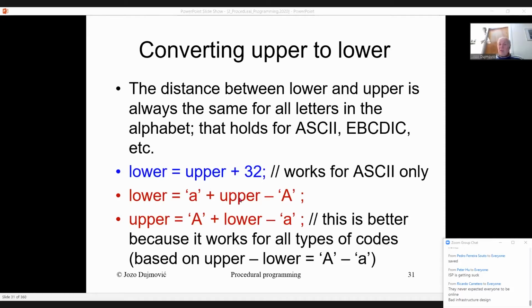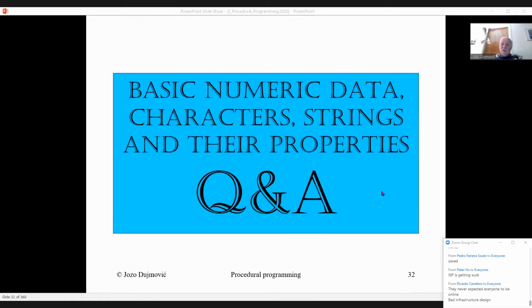This works for each and every kind of coding, because if uppercase is, for example, character A, then A minus A is 0, and you're going to get lowercase a. If this is B, it is going to be A plus 1. So this is going to give you 1. A plus 1 will be B, and lowercase will be b. So this here is a safe way of converting lower to upper and upper to lower. And here with 32, that works only for ASCII, and I do not suggest to use this, but use this as a better way of doing the same thing.